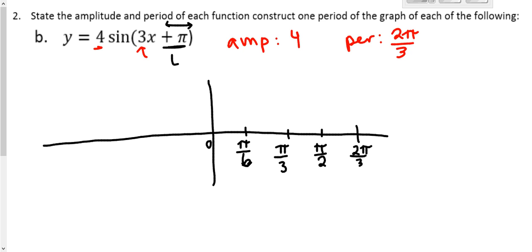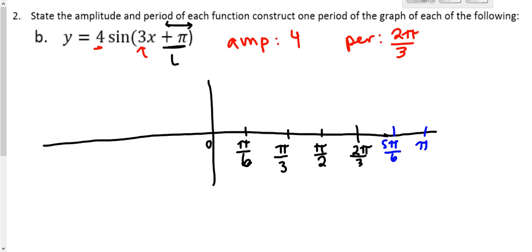Okay. So before we do anything with the patterns or anything, this phase shift is tricky because we need to move to the left pi. So what I do is, it's not as clear on this one. So what I did is I drew my graph out a little bit to the side. And if we added pi over 6 to 2 pi over 3, you'd get 5 pi over 6. And then if you added pi over 6 again, you'd get pi.